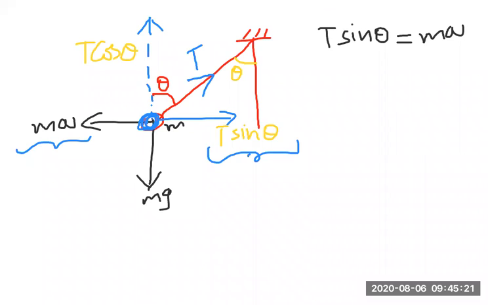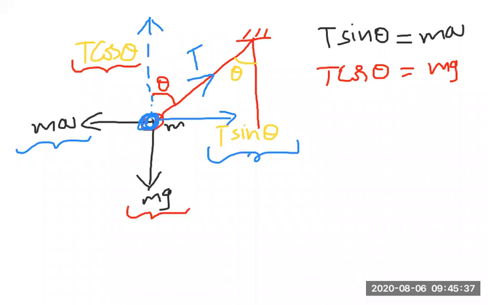And what are the other forces we have? Here this force is T cos theta and this force is mg. Those are opposite. So T cos theta is equal to mg.